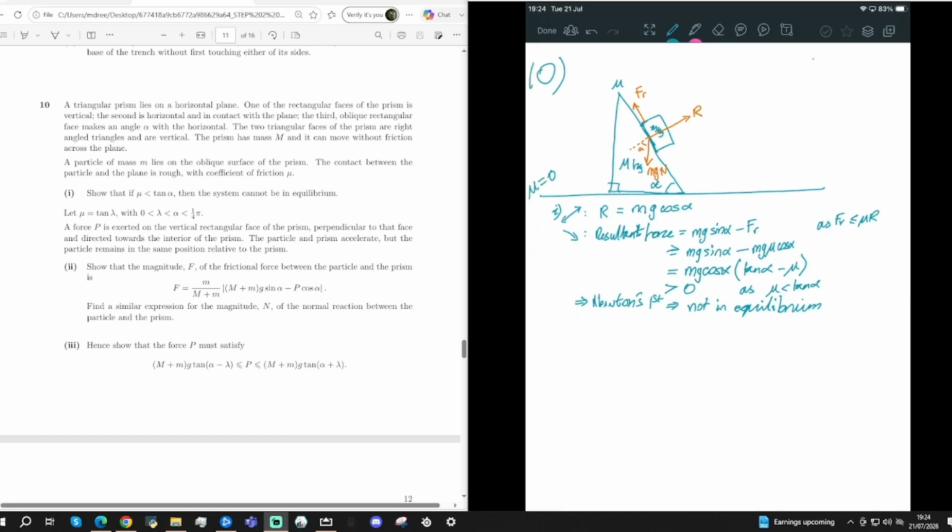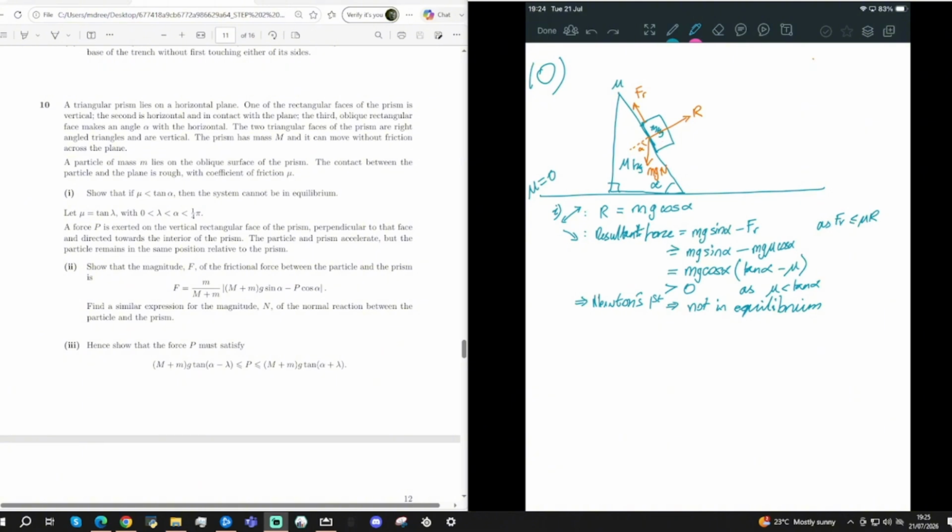Let mu equal tan lambda. So I'm now picking out a particular value of mu, and because tan is what we call an order preserving function, because lambda is less than alpha, tan lambda is less than tan alpha. So we are not in equilibrium. So we now have a motion. This object is indeed going to start moving down the slope.